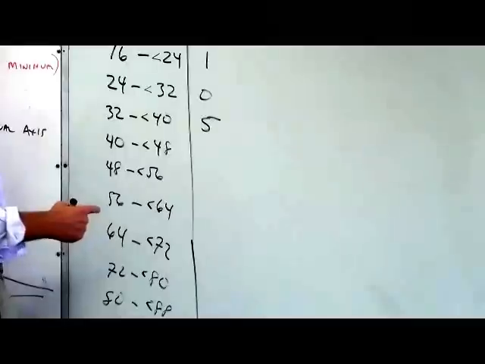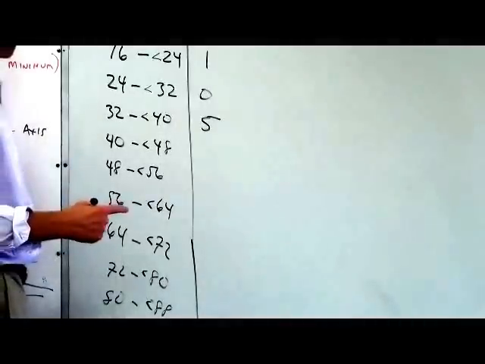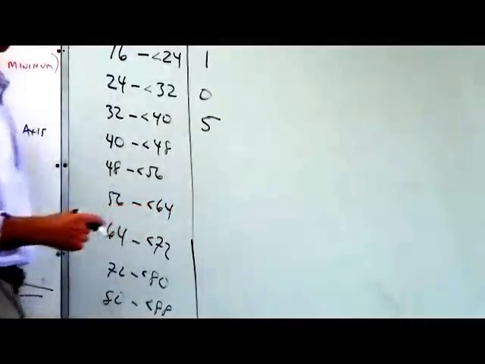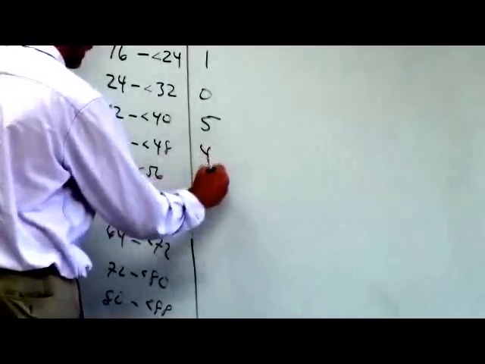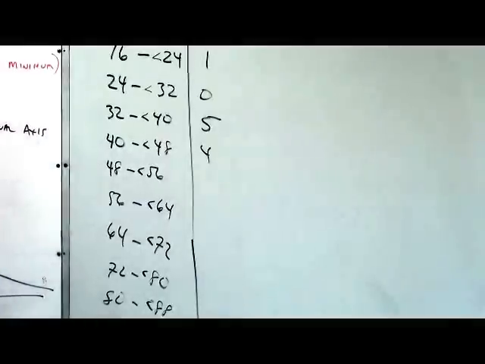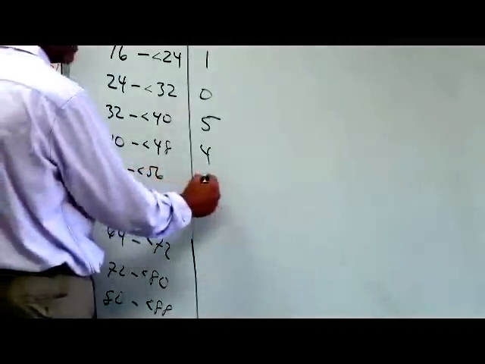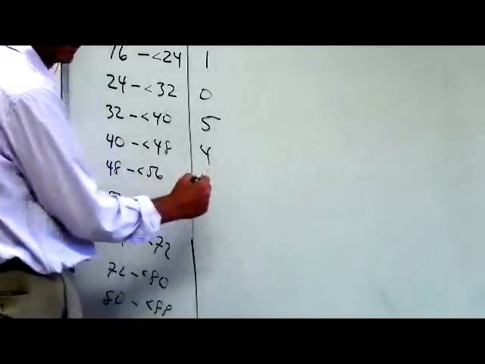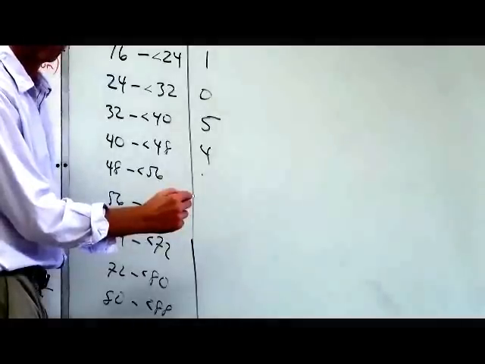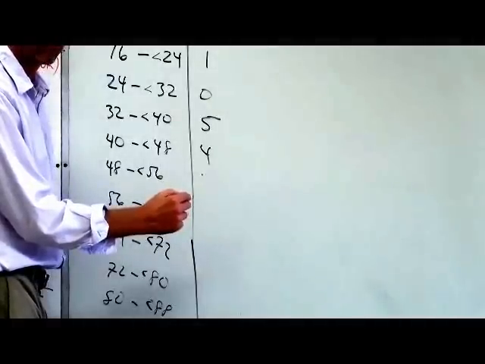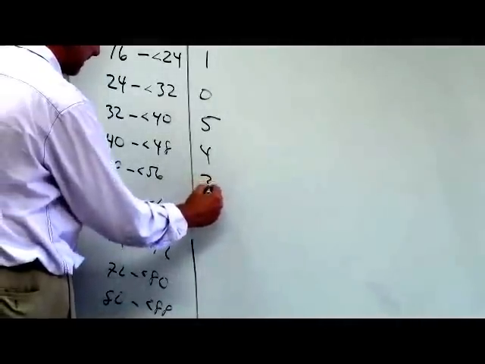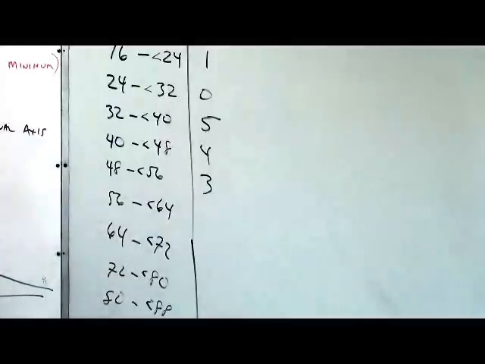Sort them and then look at them for me. 40 to less than 48. 7 and 4. Whoa. I think 4 is right. How about 48 to less than 56? Don't count 56. This is what? What do you got? 3. How about 56 to 64? I think we're in the C range. How many C's?